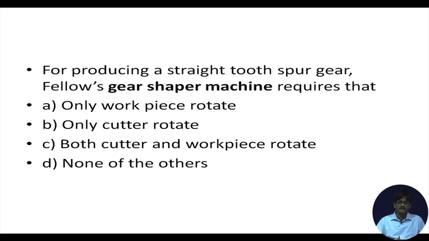Only the workpiece rotate, but the basic condition which has to be satisfied in case of gear shaping is that both the workpiece and the cutter should rotate as if they are rolling against each other as finished gears. So, only workpiece rotate is not possible. In the same manner, only cutter rotate is not possible. Both cutter and workpiece rotate is correct. None of the others is therefore not applicable. So, hence here the correct answer is C, both cutter and workpiece rotate.